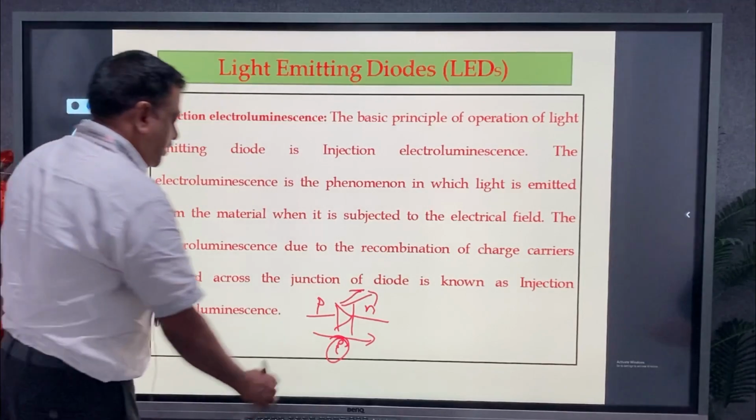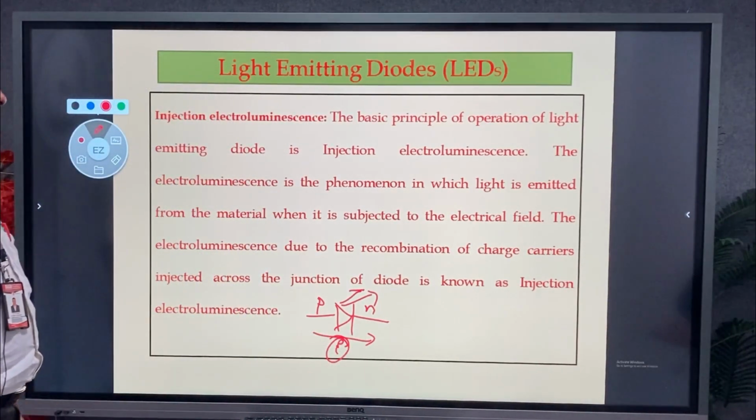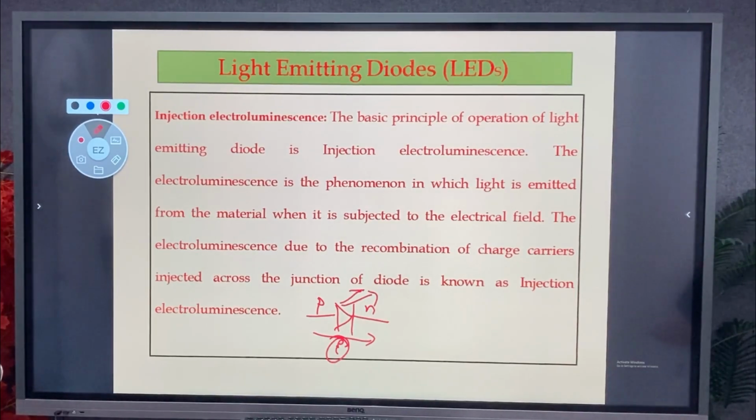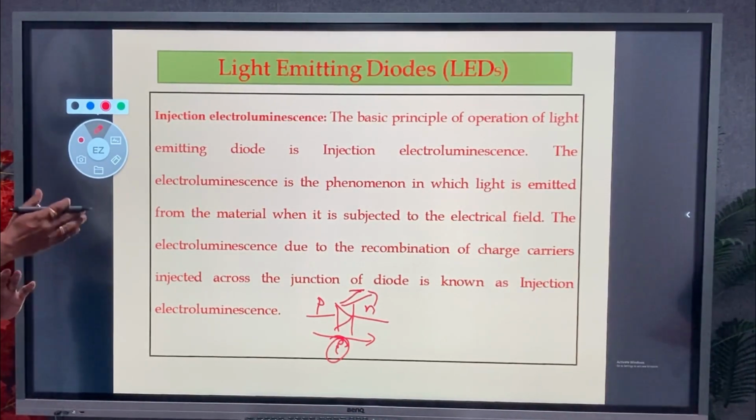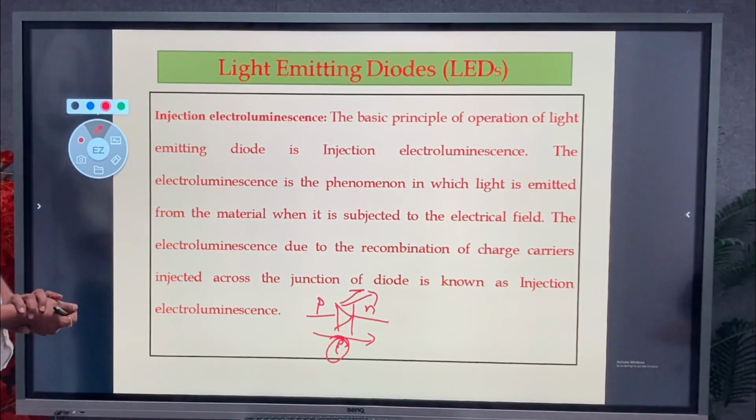That means here electrical energy is converted into light energy, and that is called an LED. LED means light emitting diode. A light emitting diode means the electrical energy is converted into optical energy.